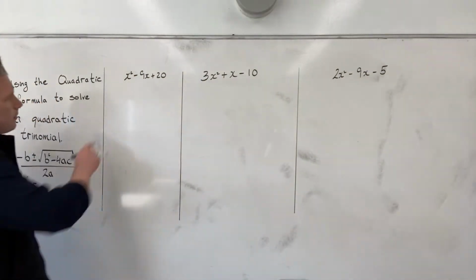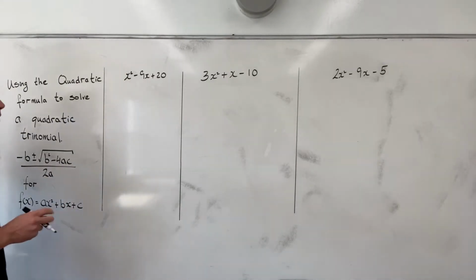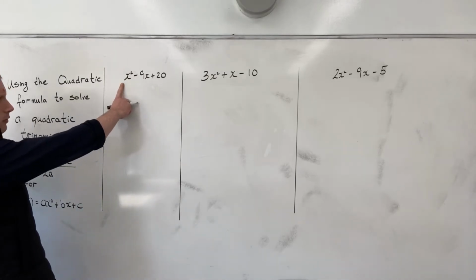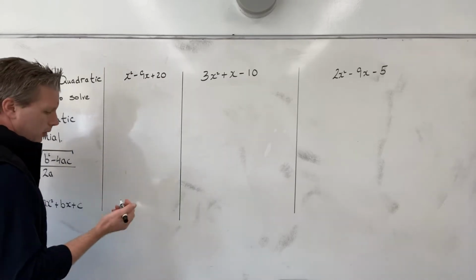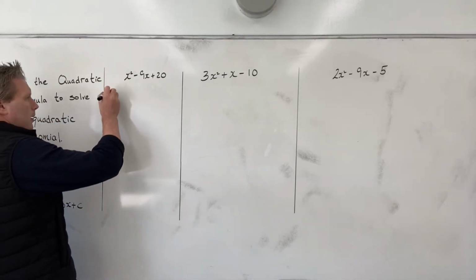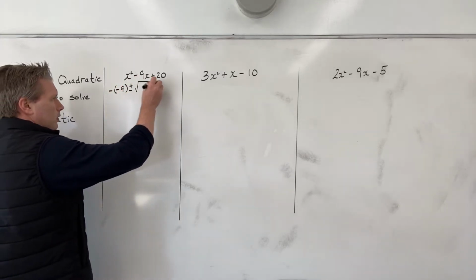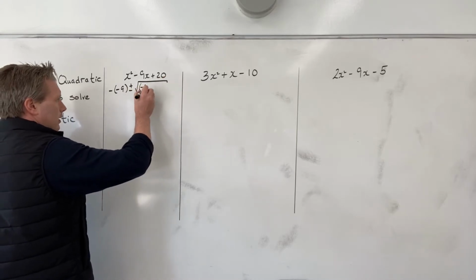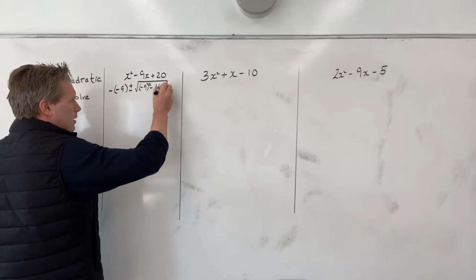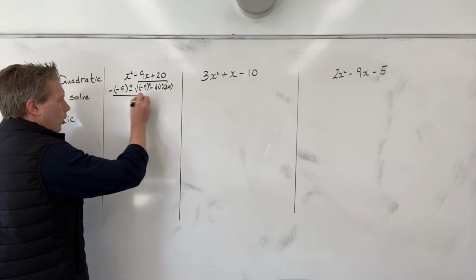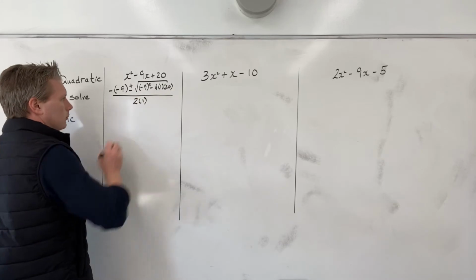For my first problem, I have f of x is x squared minus 9x plus 20. This is my function. So my a value here is positive 1, my b value is negative 9, and my c value is 20. Inputting that into my formula, I get minus b, which is minus negative 9, plus or minus the square root of b squared, that's negative 9 squared, minus 4 times 1, that's my a, times c, which is 20, all divided by 2a, which is 2 times 1.